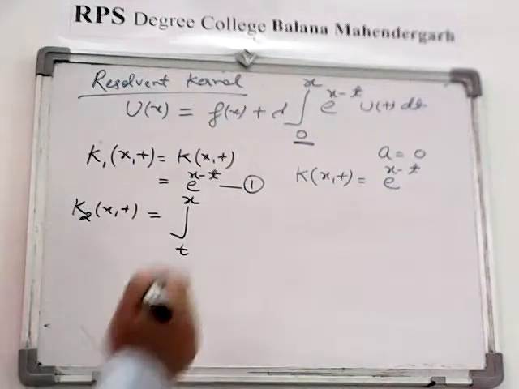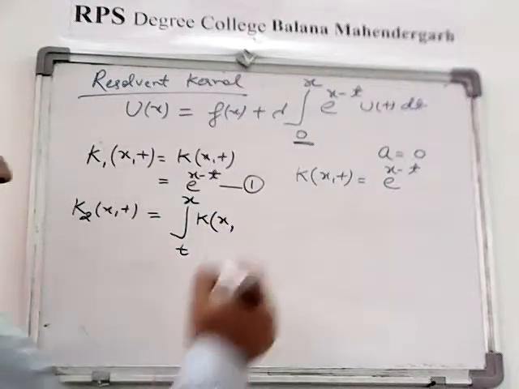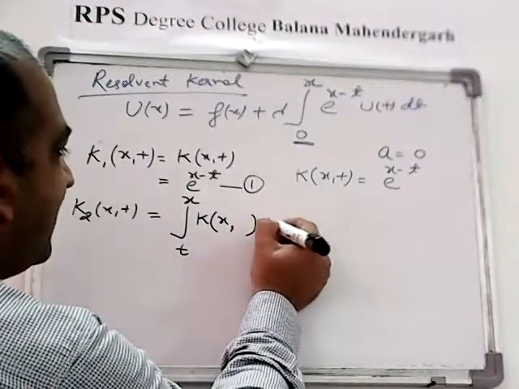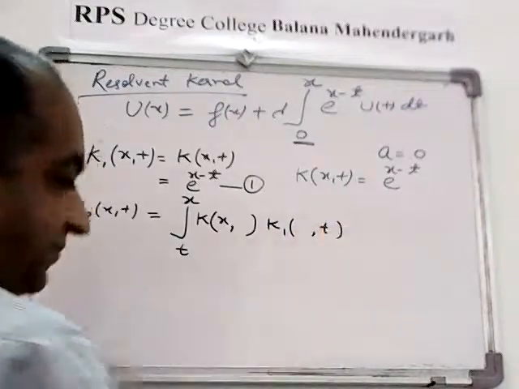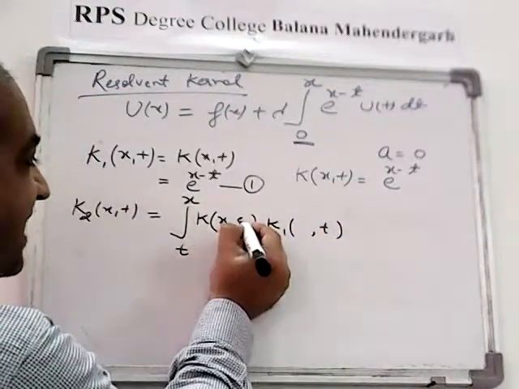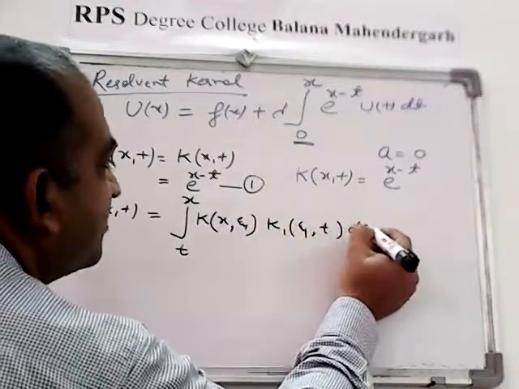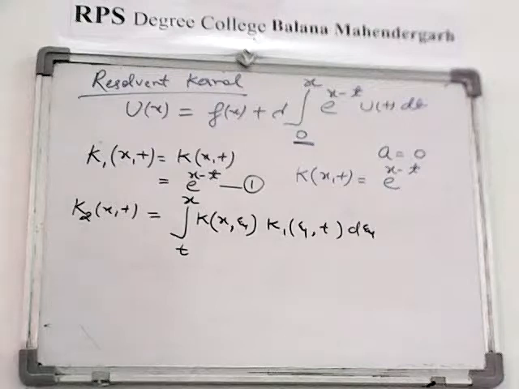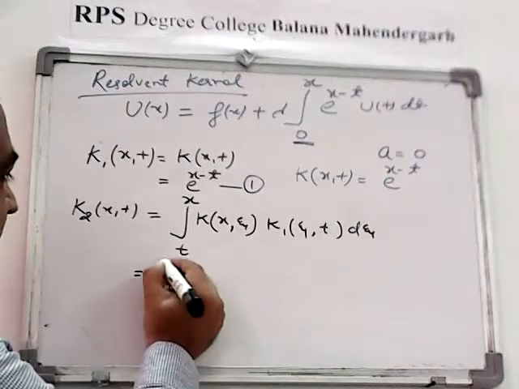Then the formula will be k x comma another variable, then we will have k1. At this position we have t. For example, we are using xi at this position, then xi will be here, and the integration will be with respect to xi. So that is equal to integration t to x.